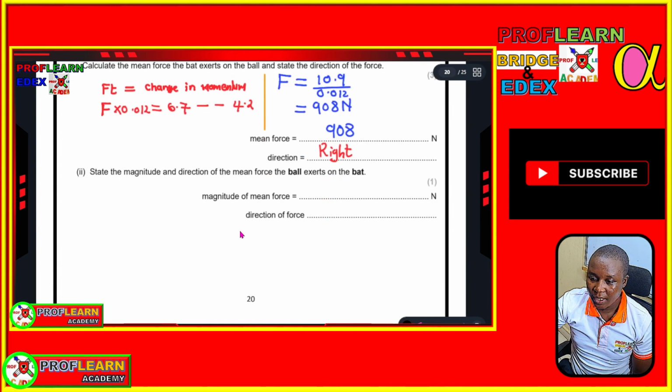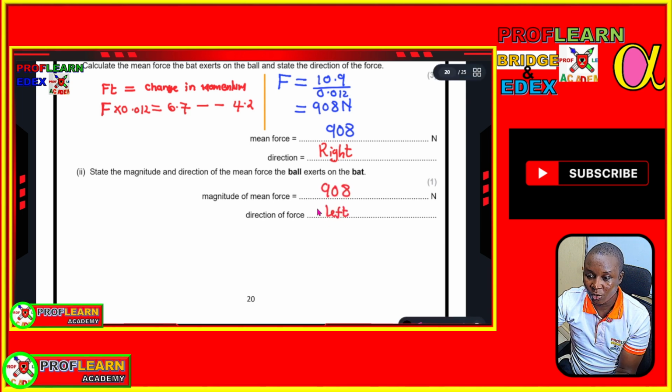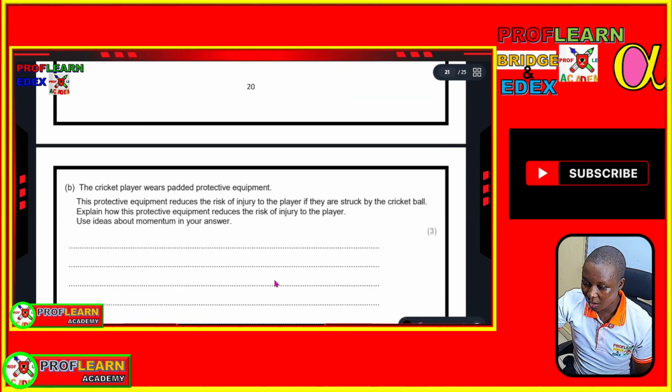State the magnitude and direction of the mean force the ball exerts on the bat. It will be the same for every action force. There is an equal reaction, which is going to be 908 newtons as well, but the direction is going to be to the left. So that's one.